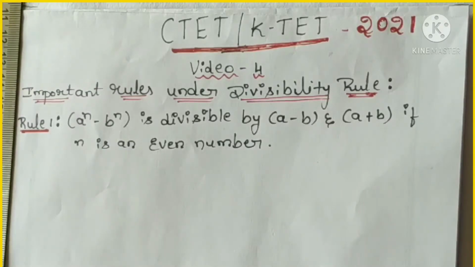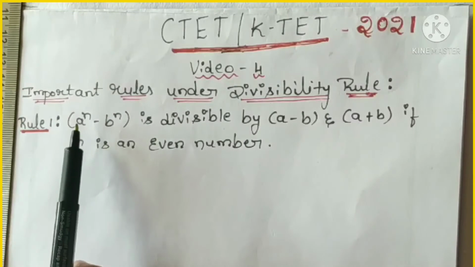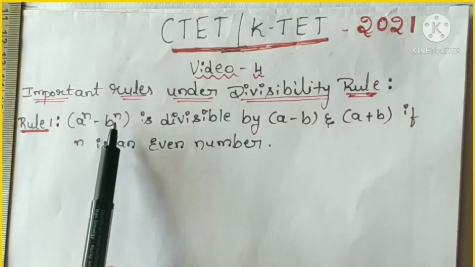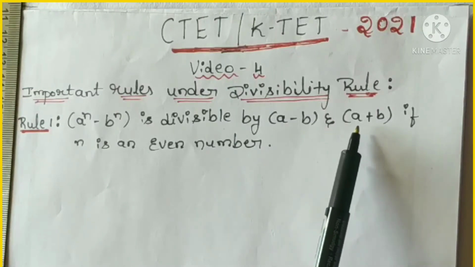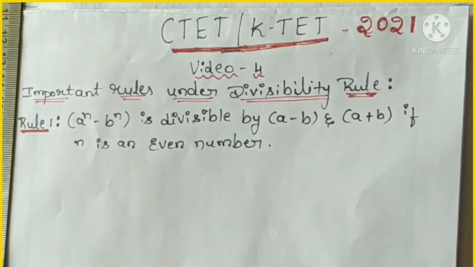Okay, under the divisibility rule, some of the important rules are: Rule number 1. a to the power of n minus b to the power of n is divisible by a minus b and a plus b if n is an even number. This I will explain with the help of an example.